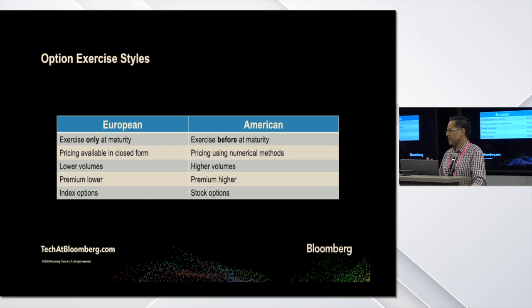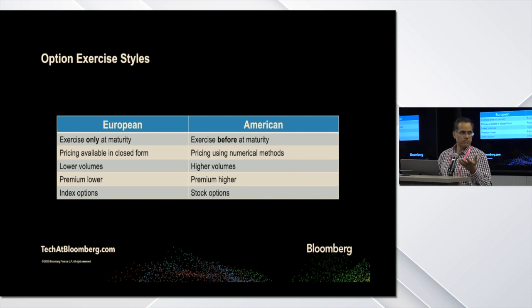We can also have different exercise styles for options. European options can be exercised only on the maturity date, whereas American options can be exercised any time before the maturity. So because of that, the pricing becomes complex for American options. You need to use some numerical methods like PDE solvers or dynamic programming to price American options. The price of a European option, on the other hand, is very easy to compute in models like Black-Scholes. It's a closed form solution.